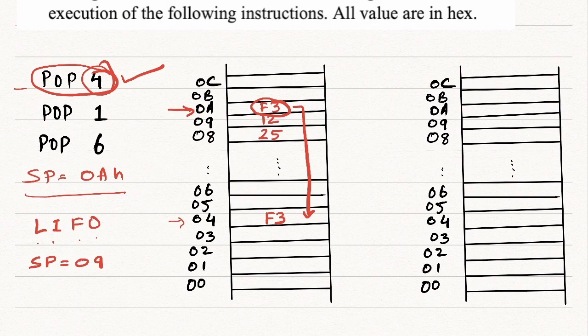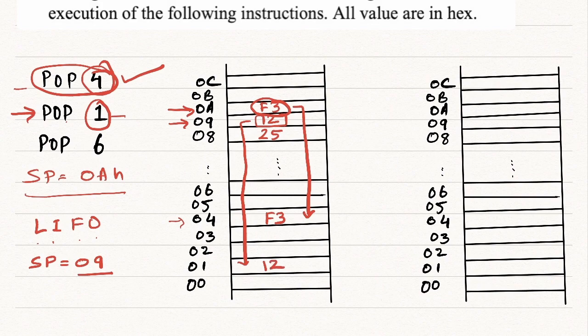Now, the next pop instruction is pop 1. So when you say pop 1, see what the stack pointer is. It is 9. So it will go to the 9th location and see what the content is, which is 12. And that 12 will be popped to address location 1. So this 12 will be moving to address location 1, so this will become 12.